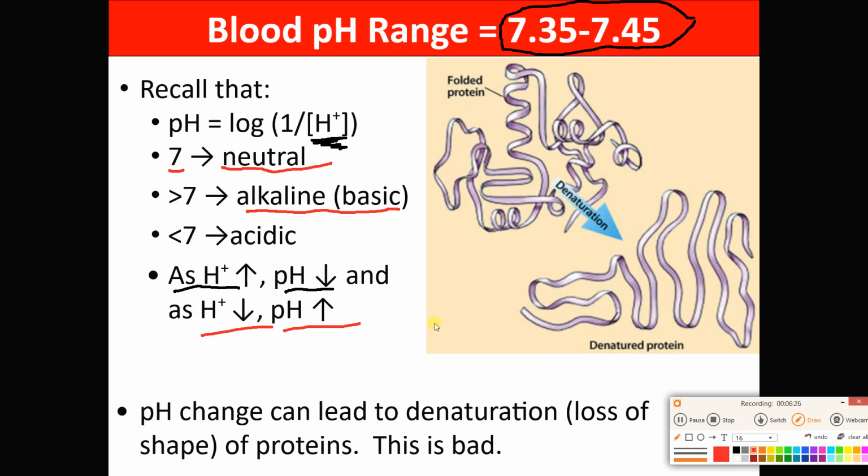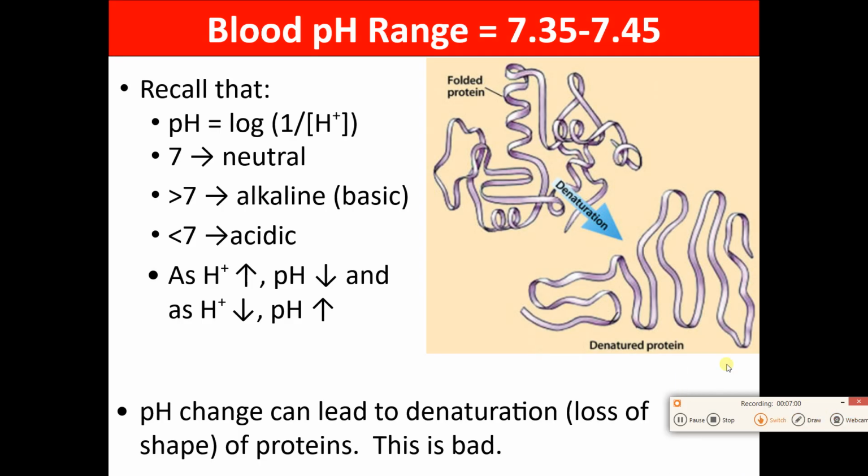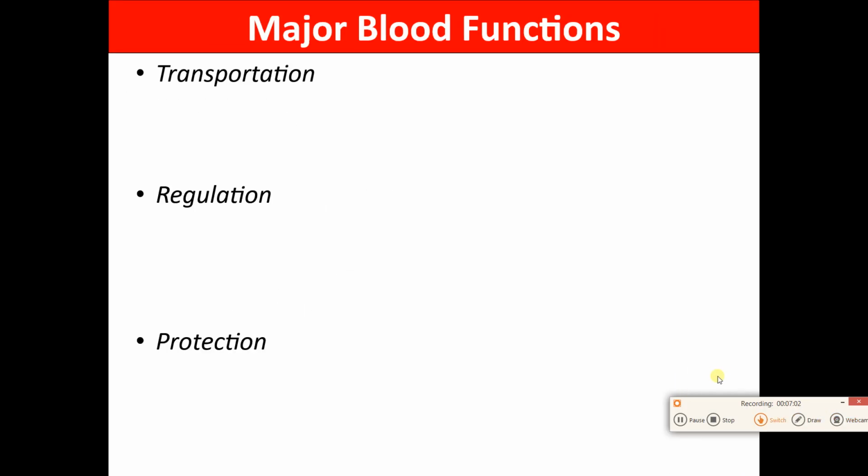If blood pH changes, that can cause proteins, like this protein right here, which has an important fold to it, like a structure to it. A pH change can cause the protein to unfold. The fancier word for that unfolding is denaturation, and that's bad. If a protein loses its structure, it loses its function, and that can have serious negative consequences. All right, so blood has a characteristic pH range that we got to know.